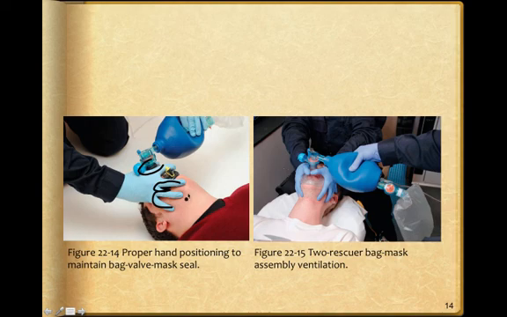Pulling the lower jaw up into the mask and then providing pressure in a downward motion and ventilating, looking for equal rise and fall of the chest. And this is the two rescuer version of that, where one person just ensures that you have a mask seal, pulling the chin up into the mask, and then the other person ventilating.